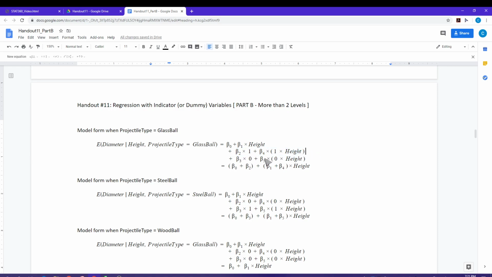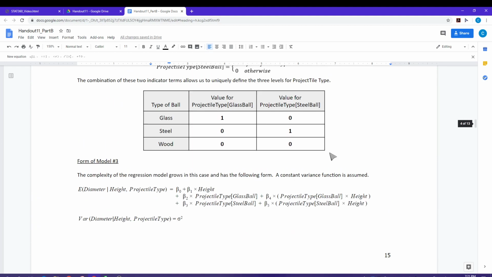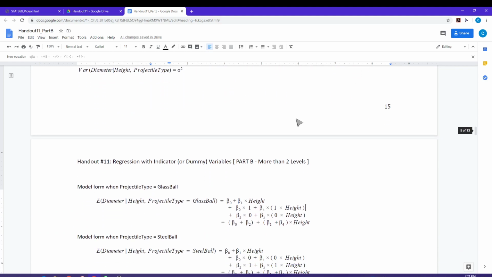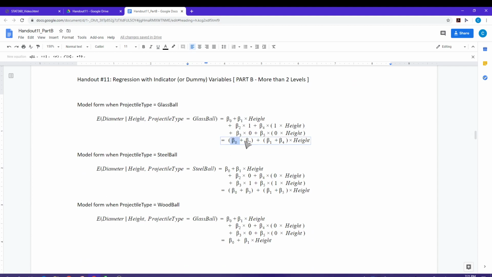The beta 3 coefficient and the beta 5 coefficient are not going to show up because those are for the steel ball. And when I'm talking about the glass, the steel ball coefficient is set to 0 here. So I end up with beta 0 plus beta 2 is my y-intercept, and a beta 1 plus beta 4 is my slope. Likewise for steel ball, I just need to be careful where I identify the 0s and 1s, but I'm going to be picking up a beta 3 here for the y-intercept and a beta 5 for the slope when I'm talking about steel.